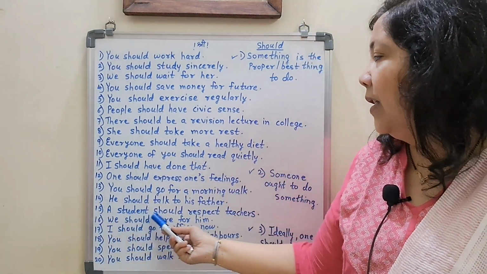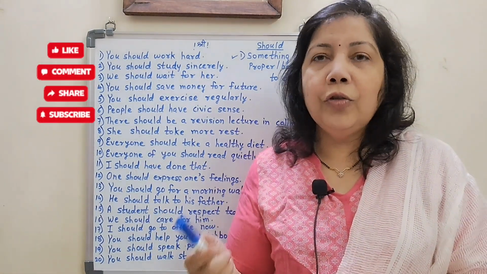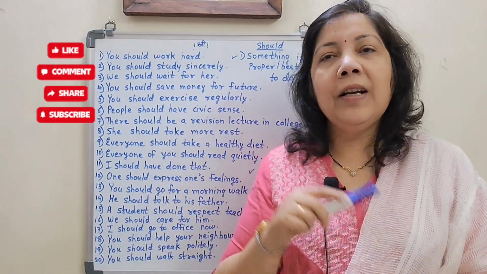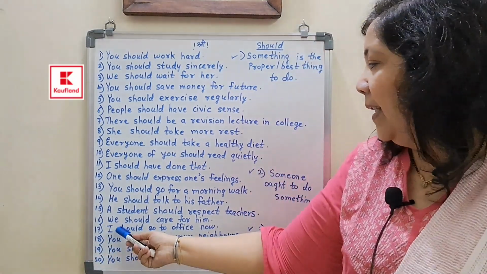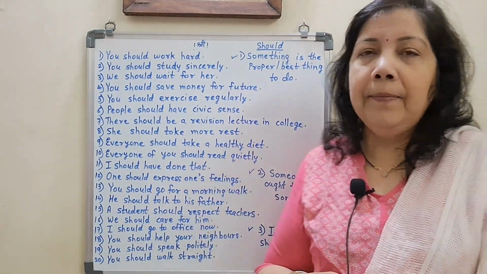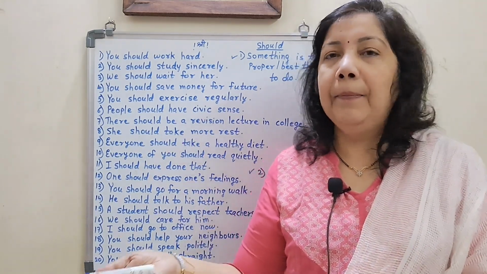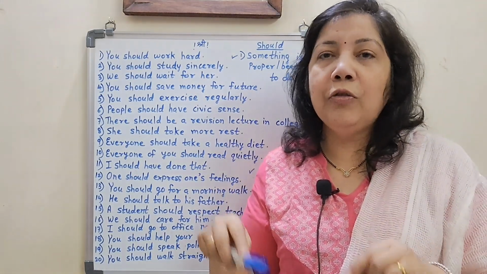Next is, a student should respect teachers. What is expected ideally from a student? He or she should respect his or her teachers. Next is, we should care for him. So ideally the best situation is that we should care for him. I should go to office now. Ideally now I should go to office.